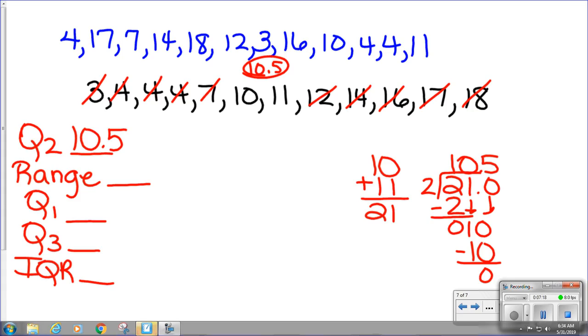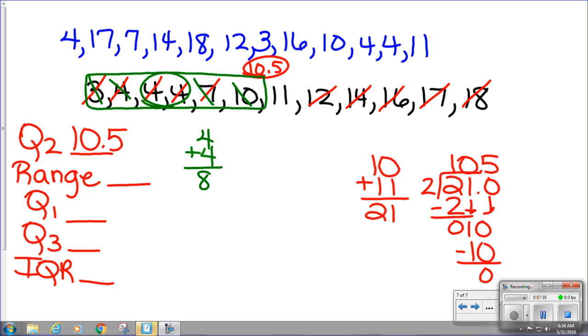Now I would find the lower quartile, or the Q1. So again, I'm going to highlight everything to the left and place that in a box and start to find my Q1. Here you notice I'm left with two numbers, so I need to add those two together and divide by 2. So 4 plus 4 is 8, divided by 2 is 4. So the Q1 is 4.